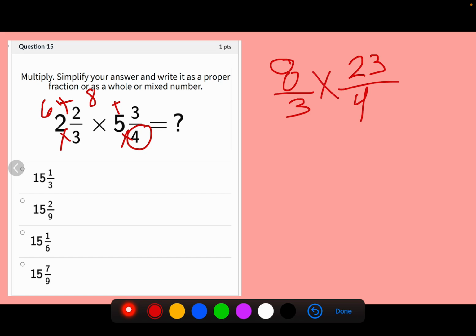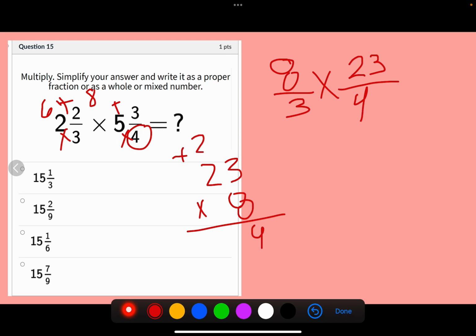8 times 23, you're going to make your algorithm 23 times 8. 8 times 3 is 24. Bring your 2 over. 8 times 2 is 16, plus 2 is 18. So we have 184 divided by 12.